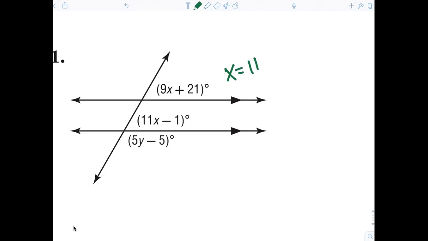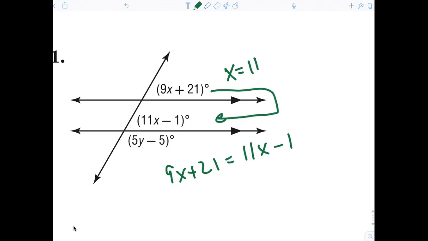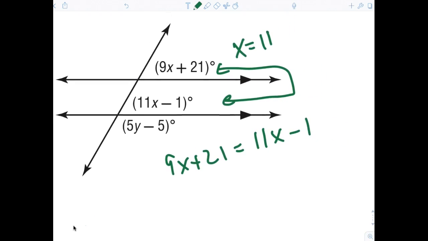Go by the relationship. How'd you get 11? Well, because 9x plus 21 is equal to 11x minus 1, right? Oh, I thought it was on the opposite side. I was reading it as 11x minus 1. Yeah, I totally understand, that's what I thought too. So again, on the test, I'm going to try to make it clear what angle goes to what. Does everybody make sense on that? And so, didn't we say this was 120 degrees? Yeah. So then this is 60. So 5y minus 5 equals 60.